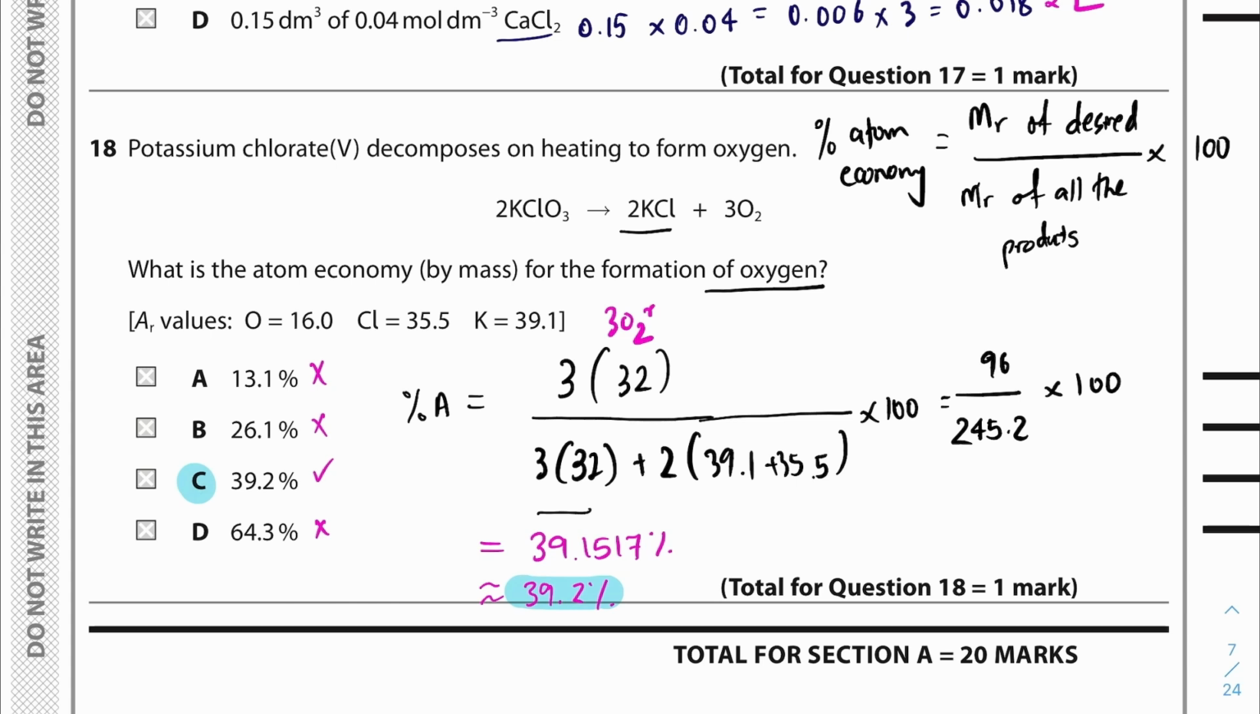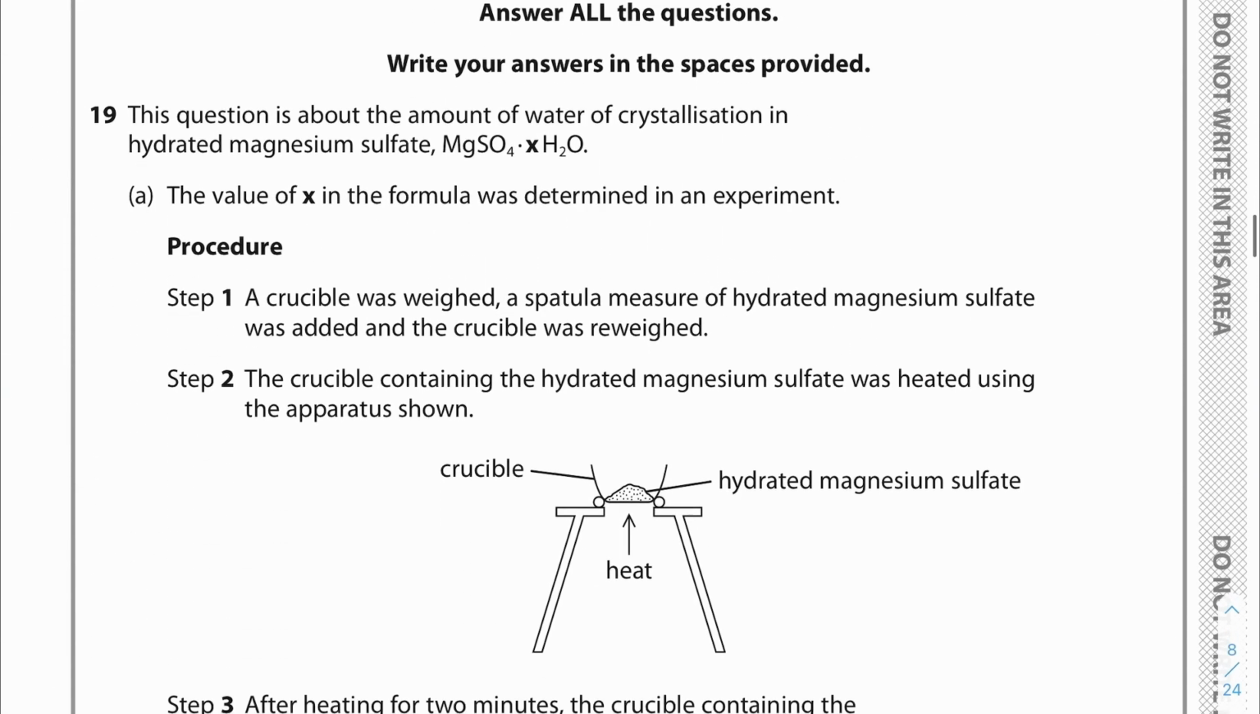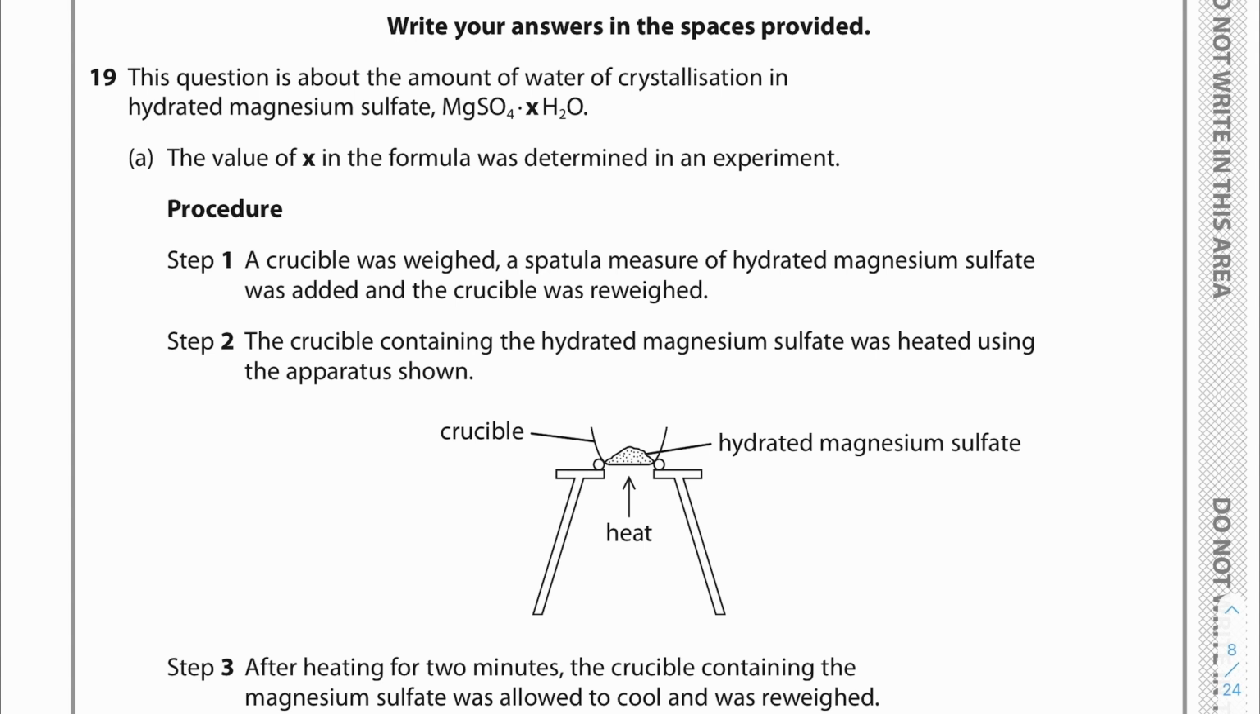Now moving on to section B. So we've done the multiple choice. So question number 19, part A. This question is about the amount of water of crystallization in hydrated magnesium sulfate. So the value of x was determined in an experiment. So we have the procedure. Step 1. The crucible was weighed. A spatula measure of hydrated magnesium sulfate, so hydrated means it has water in it, was added and the crucible was reweighed. The crucible containing the hydrated magnesium sulfate was heated using the apparatus shown.